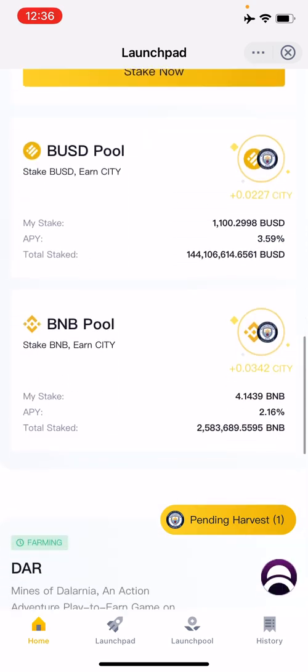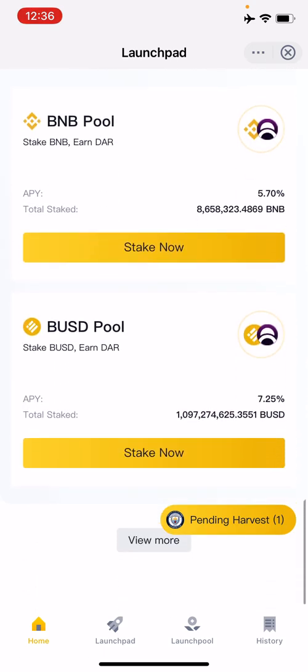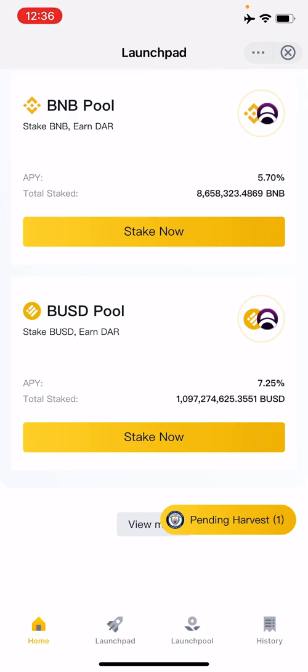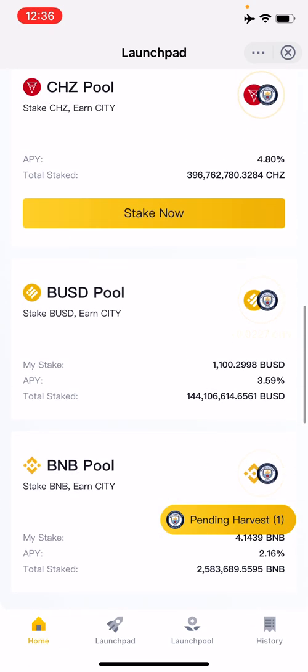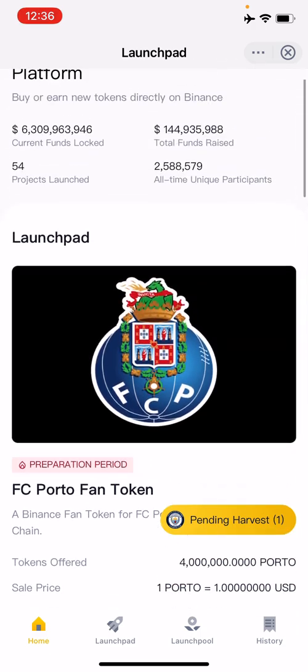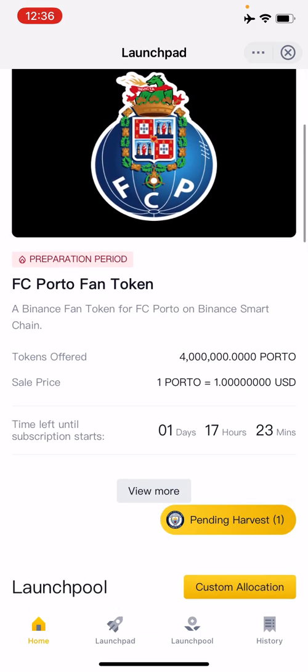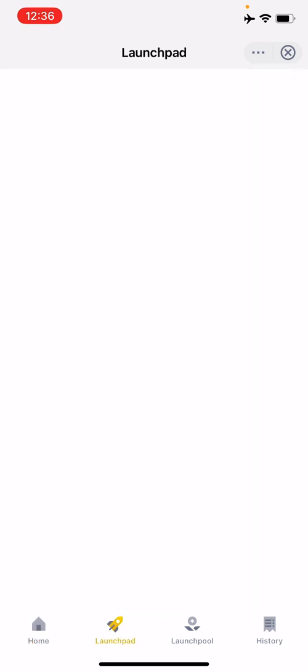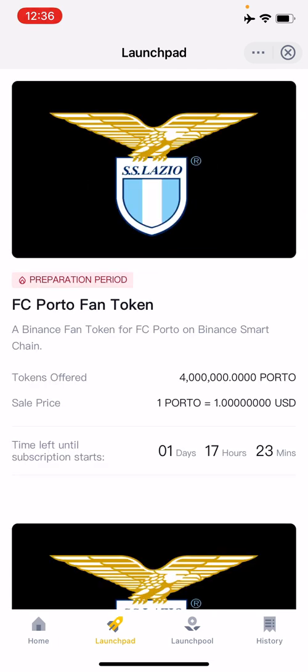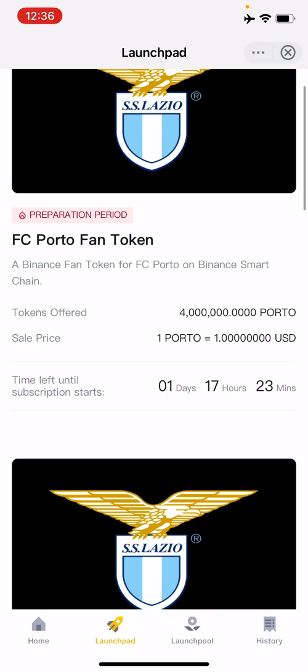CT and DA are actually free tokens that you are going to earn when you stake your BNB and BUSD for 30 days. It's free. But then this is the FC Porto Fund token, and this is the most exciting part. You would have to subscribe with your BNB for just a time frame of about, I think, 2-3 hours, and then there's still time left for this subscription to go on. There's still a day and 17 hours 23 minutes left for this subscription to go on.